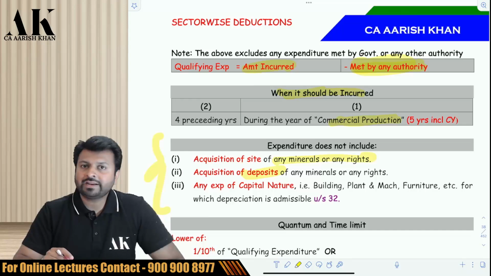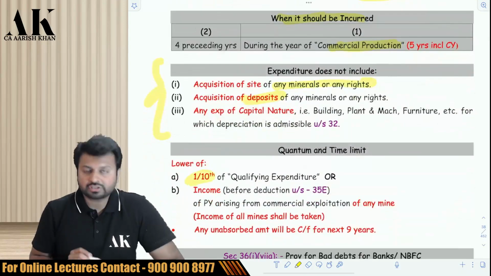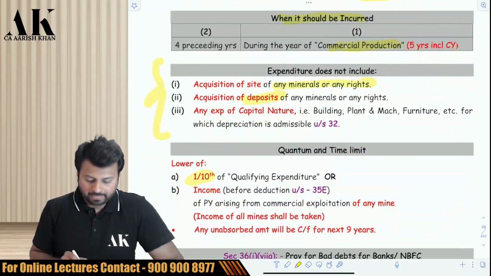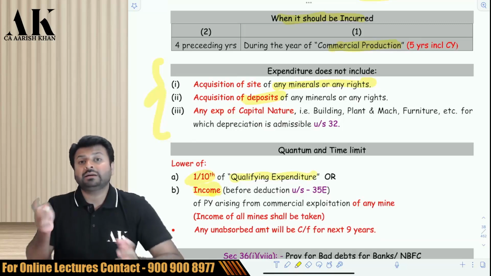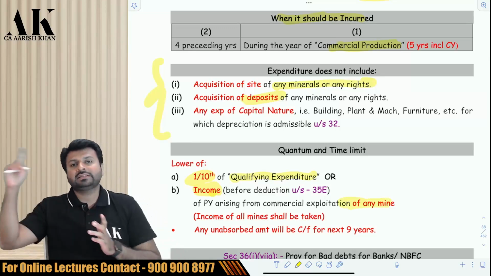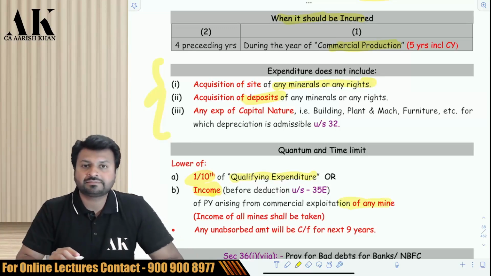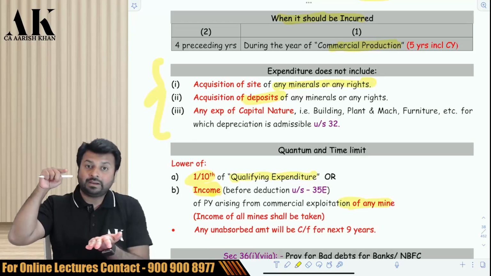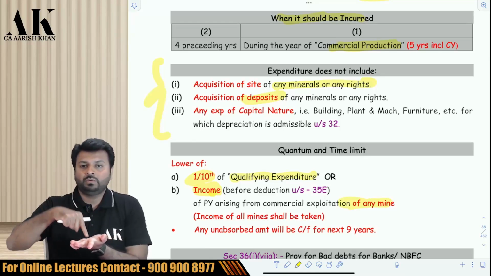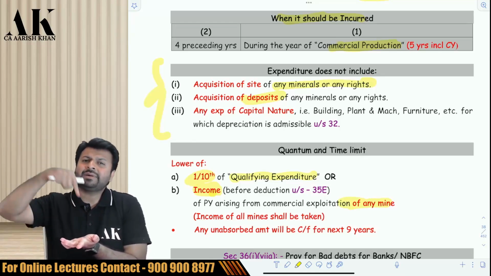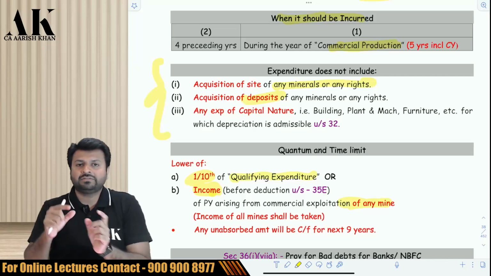So how much deduction will you get in the first year? You will get 1/10 of that deduction in the next 10 years. So 1/10 of 9 lakh 50,000 will come to 95,000. Compare with the income. Income of what? Income of all mines. This mine as well as any other mine you already have in your business. You have to compare this amount of 95,000 with the income from this mine as well as any other mine which is in your name. Compare with that, whichever is lower.